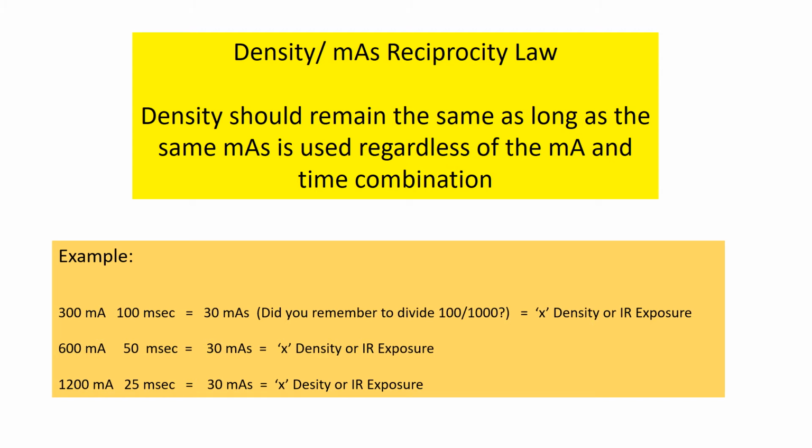Let's say that that 30 mAs is our amount of density or IR exposure. We'll call it X. If I doubled my mA to 600 and cut my milliseconds in half, and multiplied it out, I'd still come up with 30 mAs. Theoretically, I should still get the same amount of density or IR exposure. If I bumped it up to 1200 mA, but dropped my time value down to 25 milliseconds, and did the math, I'd still come out with 30 mAs, giving me X amount of density or IR exposure. So once again, as long as you're getting the same mAs, regardless of the mA and time combination, you should be getting the same amount of density or IR exposure.